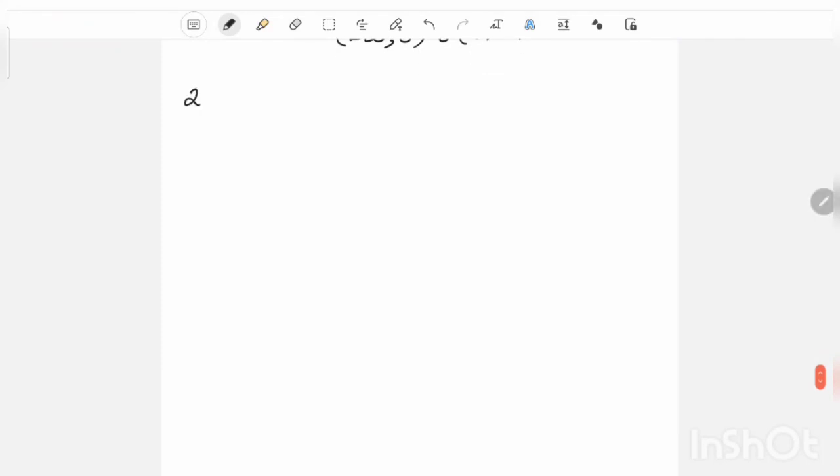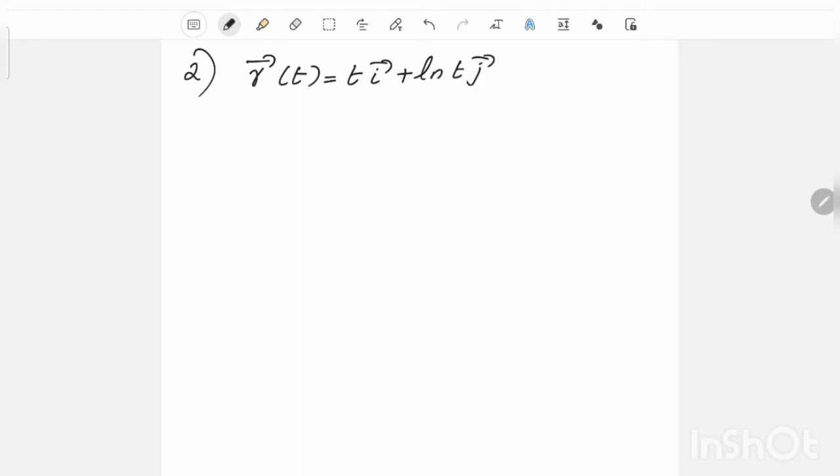Now we have another example. We can find the parameter interval of the vector valued function r(t) = ti + ln t j. Here also we consider the component functions. First, t is defined on the real line, but ln t is defined only where t > 0. So the maximum possible subset of the real line in which both the functions can be defined is the open interval (0, ∞). So here the parameter interval is (0, ∞).